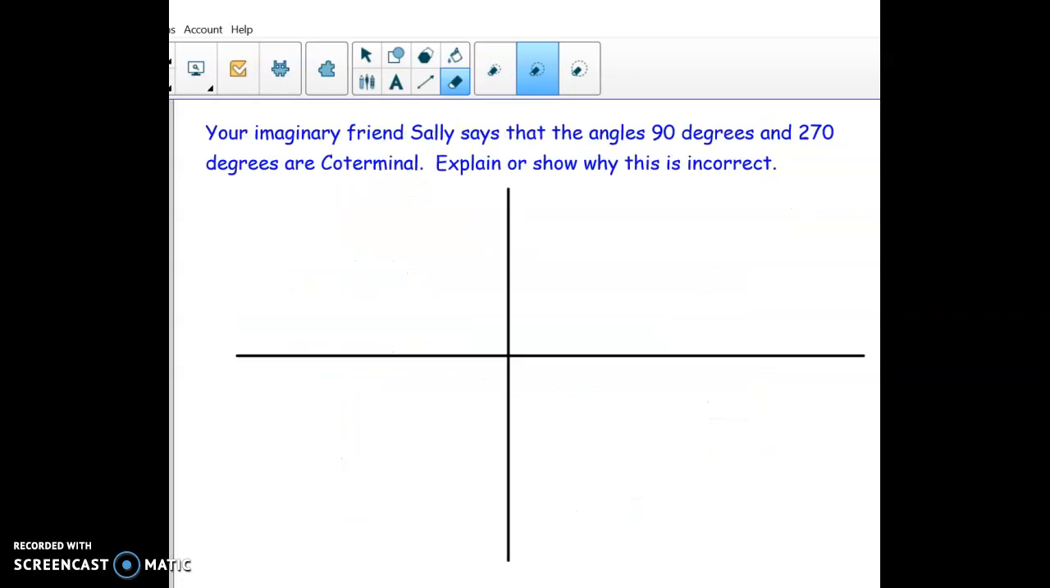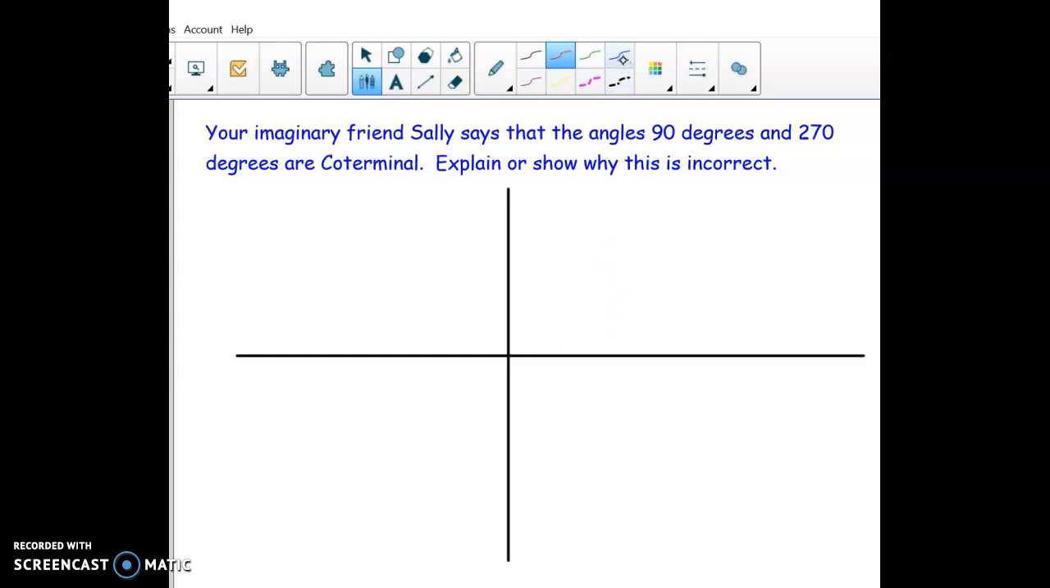Okay, so I think this is something that students get confused on: they think the two coterminal angles would add up to 360, but that's actually not right. So we have Sally here who says 90 and 270 are coterminal. Explain why that's not correct. Explain or show. So pause the video, give it a shot.